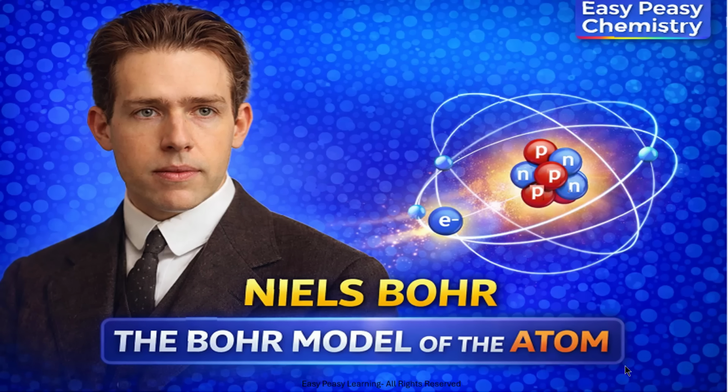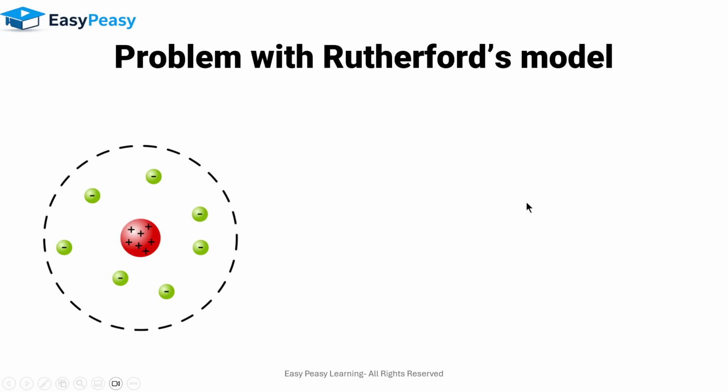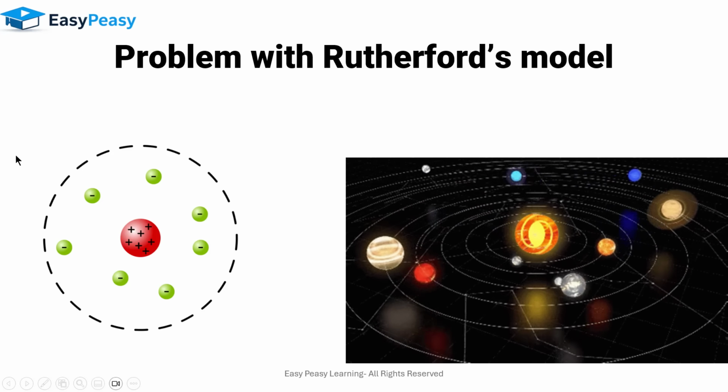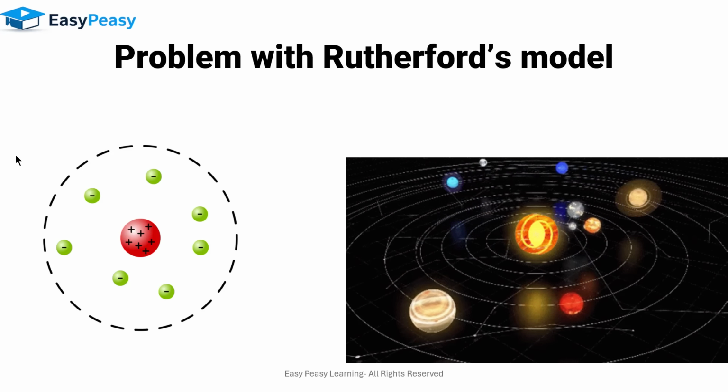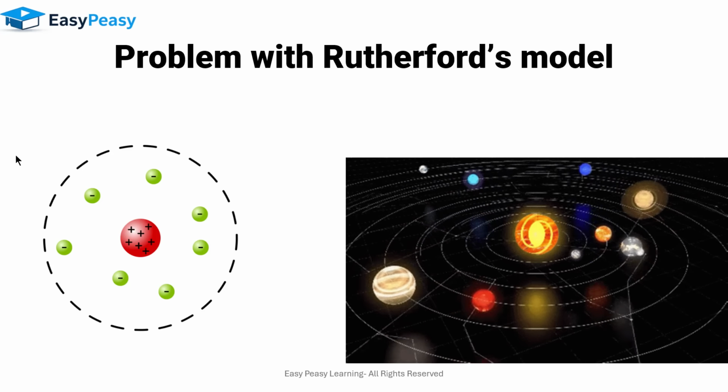Now this story starts when the Rutherford model got some kind of problems. Rutherford said that the atom looks like this. It has a hard positive nucleus in the middle with protons and neutrons, and electrons are circling them. He resembled it with the planetary system, just like planets revolve around the sun. He said that electrons also revolve around the nucleus.